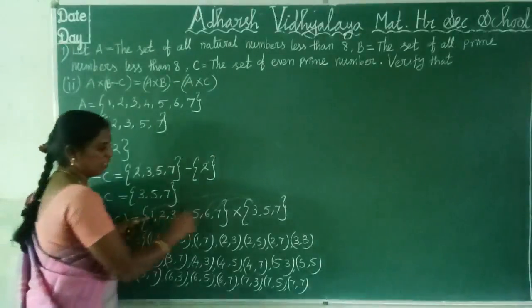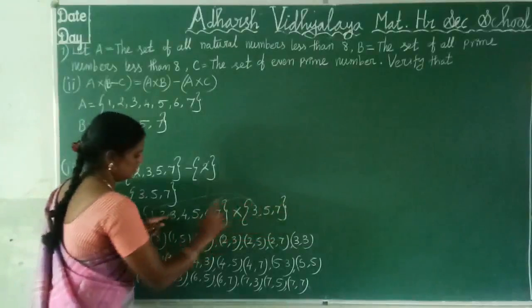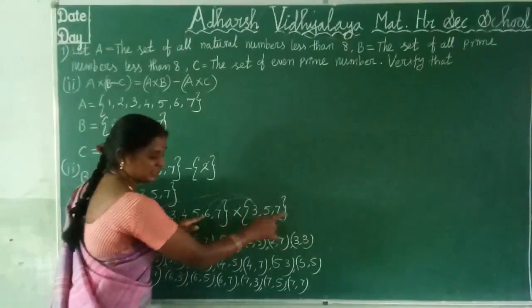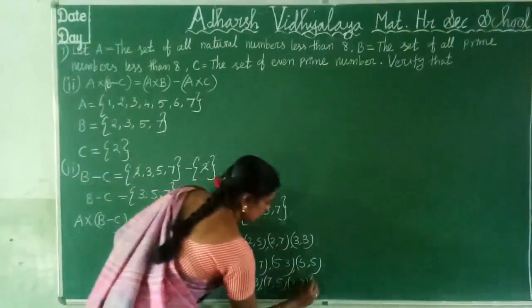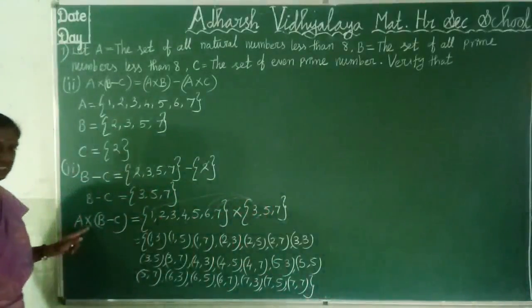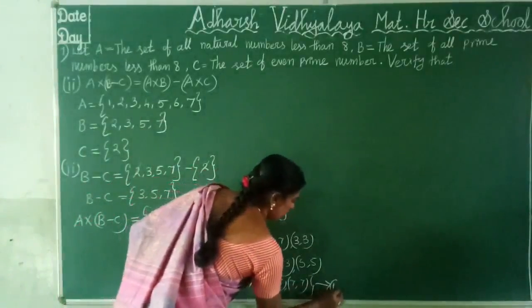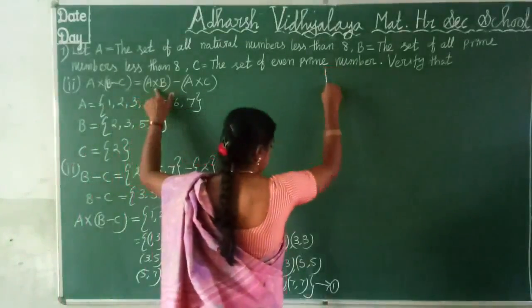First we consider 1 and write the 3 elements, and 2, 3 elements, 3, 3 elements, 4, 3 elements, 5, these 3 elements, 6, these 3 elements, and 7, these 3 elements. So now it is complete. That is the LHS answer, A cross B minus C. That is equation number 1.